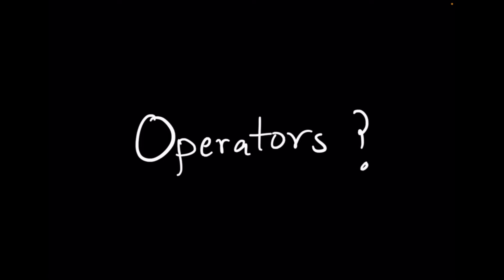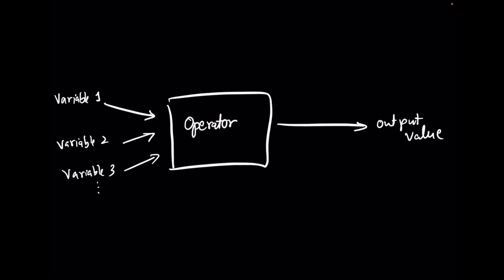So, what are operators? Operators are just symbols or sets of symbols used in your code that help you perform some kind of operation on data. Essentially, an operator takes in some number of variables or data elements, uses these to calculate an answer, and returns this answer as the output. Exactly what operation it does to these variables depends on what the operator is.